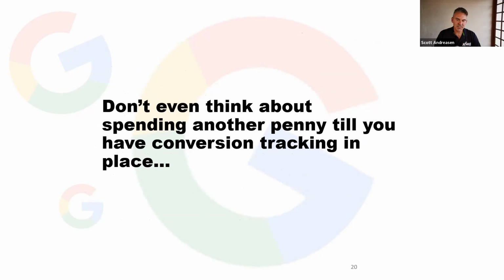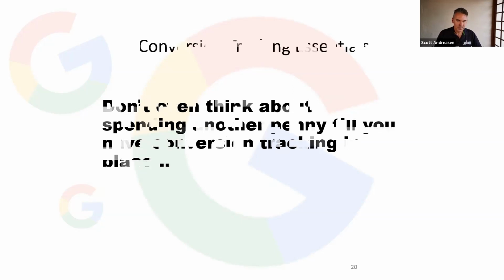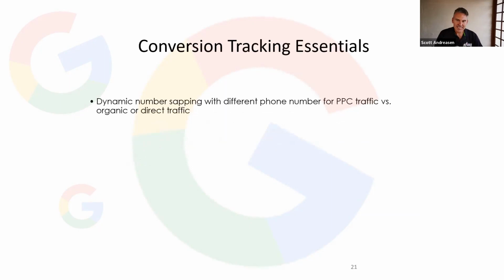And don't even think about spending another penny till you have conversion tracking in place. What conversion tracking does is it tells Google Ads when you've actually gotten the lead, and it will start optimizing your campaign based around those leads. These platforms like Google, Facebook, they literally track everything we do, and they have little digital files on all of us, okay? And they are able to find little clones of our best customers. Conversion tracking essentials.